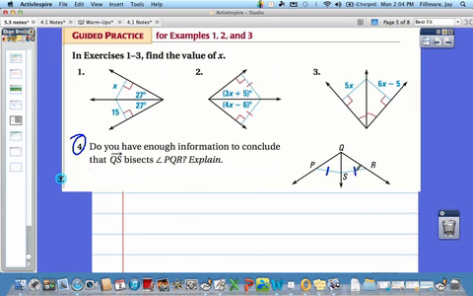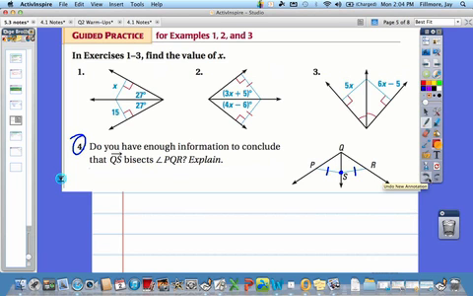So one might be tempted to say yes because S is equidistant from the two sides. However, we can't use that because these aren't perpendicular. We have to measure distance perpendicularly. So in this case, we can't say it's equidistant because it's not being measured perpendicularly. So in this case, no.